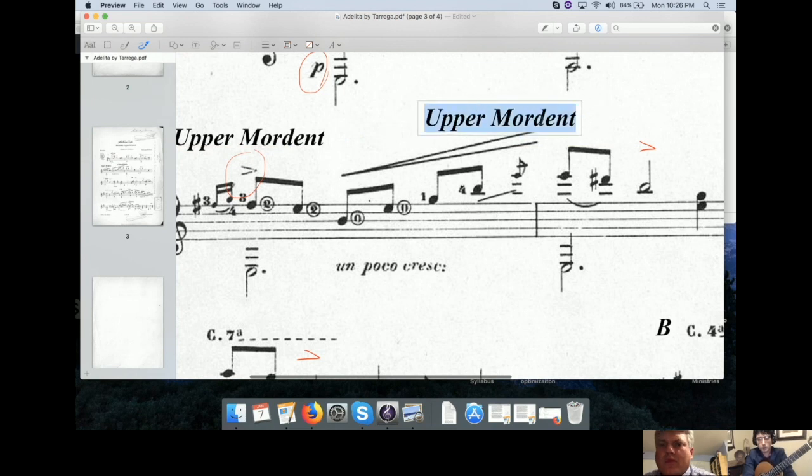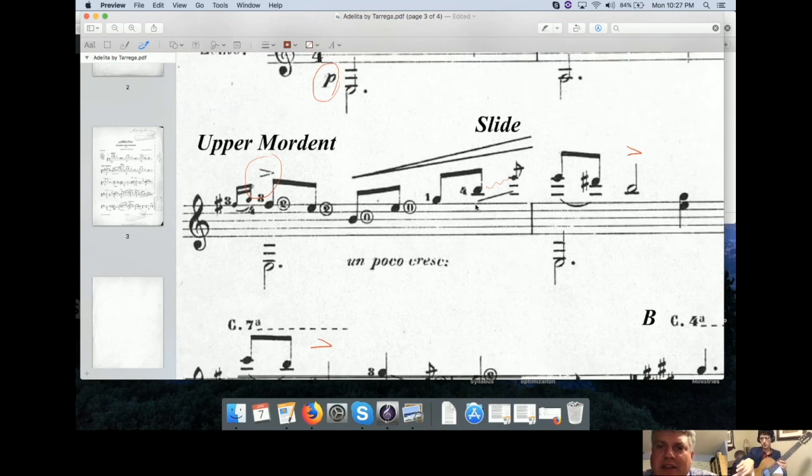It's really important with the slides to keep the pressure down of your finger on the string so that you really get the notes in between the indicated notes. Does that make sense?